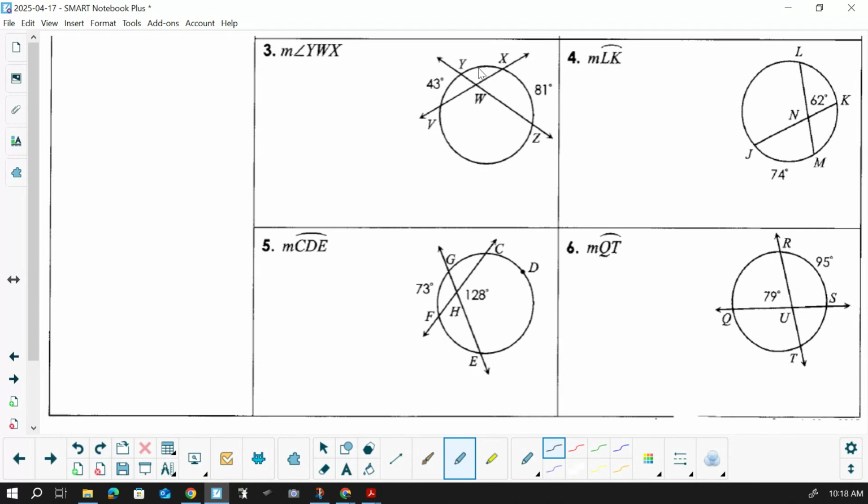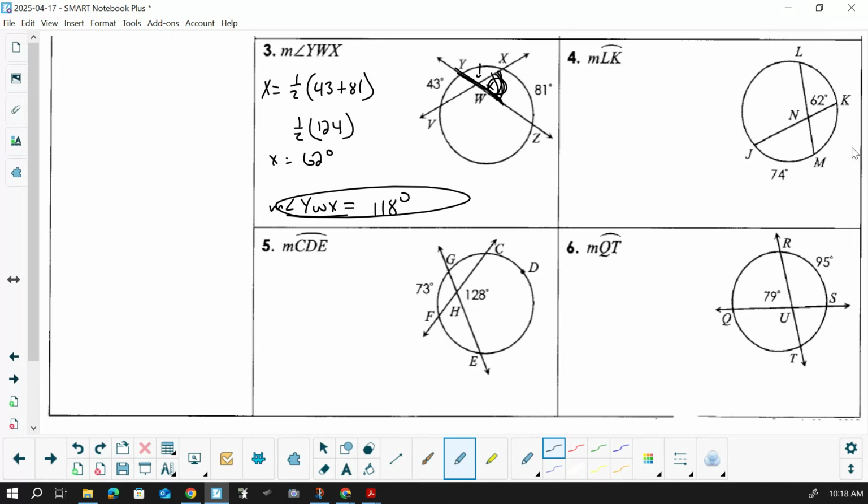Okay. This one here, YWX. Notice YWX is actually asking about this one, but we're still going to find this one first. All right, so X equals 43 plus 81 times 1/2. 43 plus 81 is 124. And so 1/2 times 124 is 62. So that angle right there is 62. Well, since this is a straight line, I just do 180 minus the one I have to find this other one. So 180 minus 62 is 118. So the measure of angle YWX equals 118.